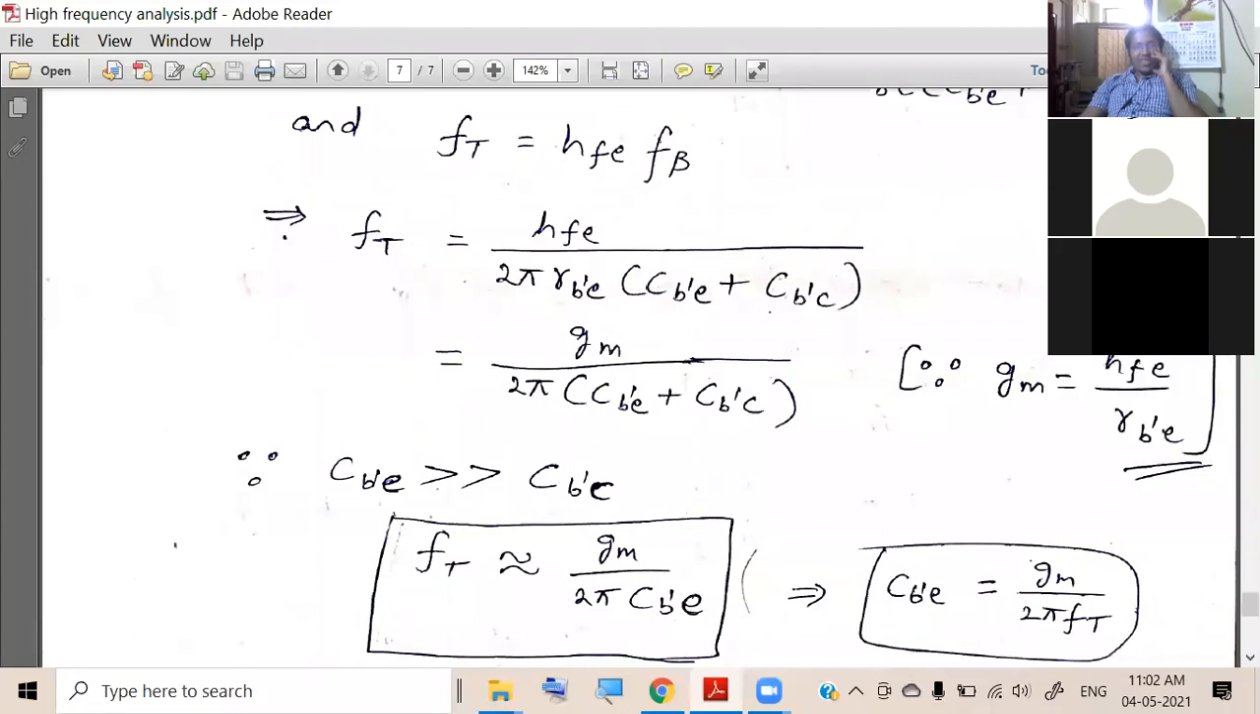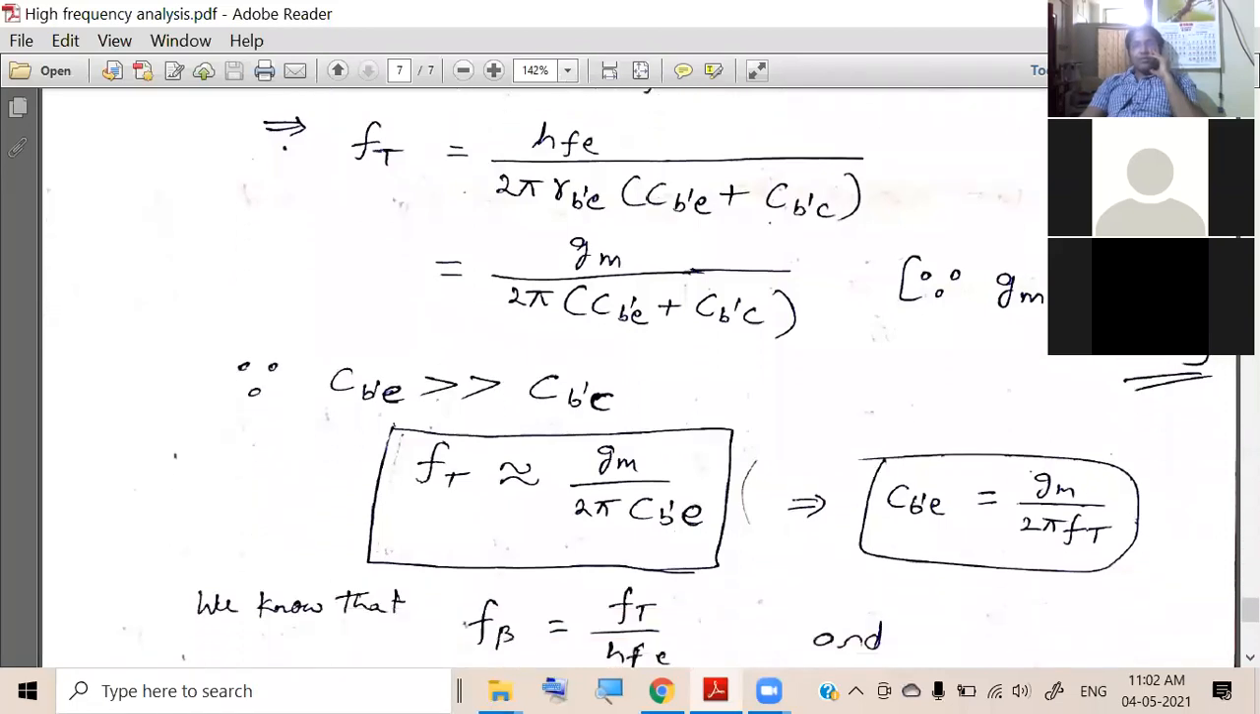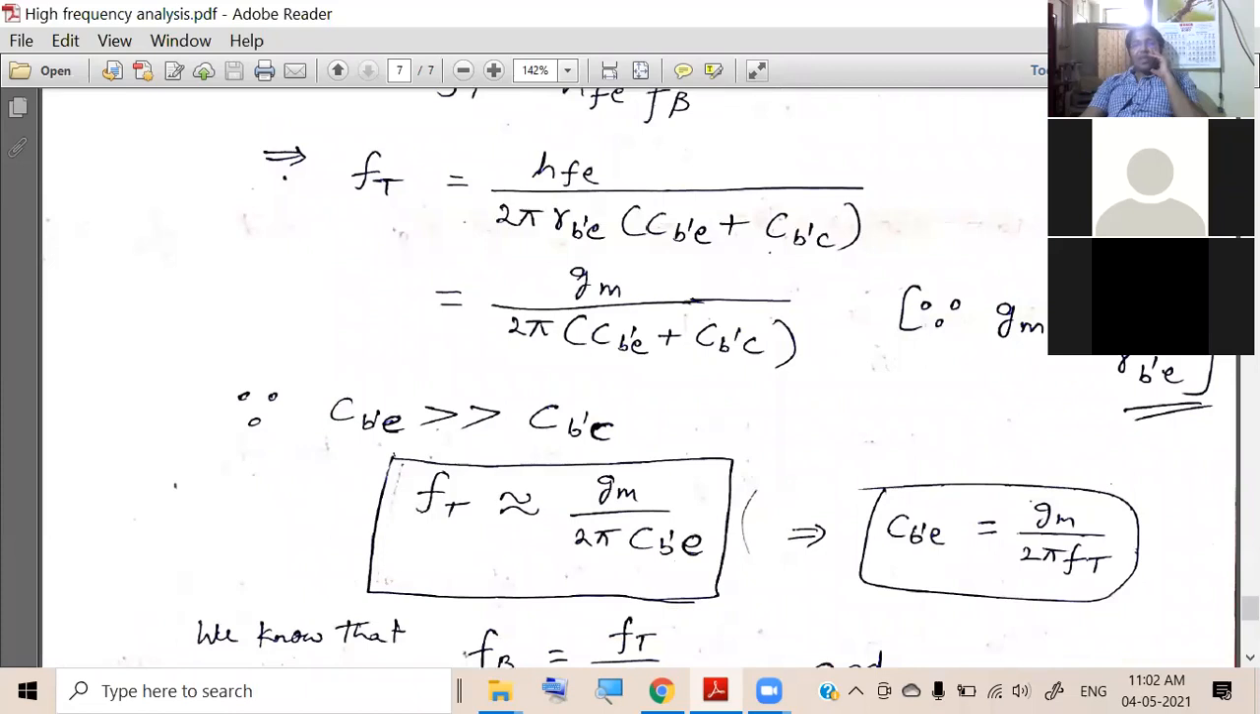So either we can represent this in terms of hfe or we can represent this in terms of gm. Now, usually Cb'e is much greater than Cb'c. What is the reason for that? Let us look at the transistor. This is base emitter capacitance, then base collector capacitance.